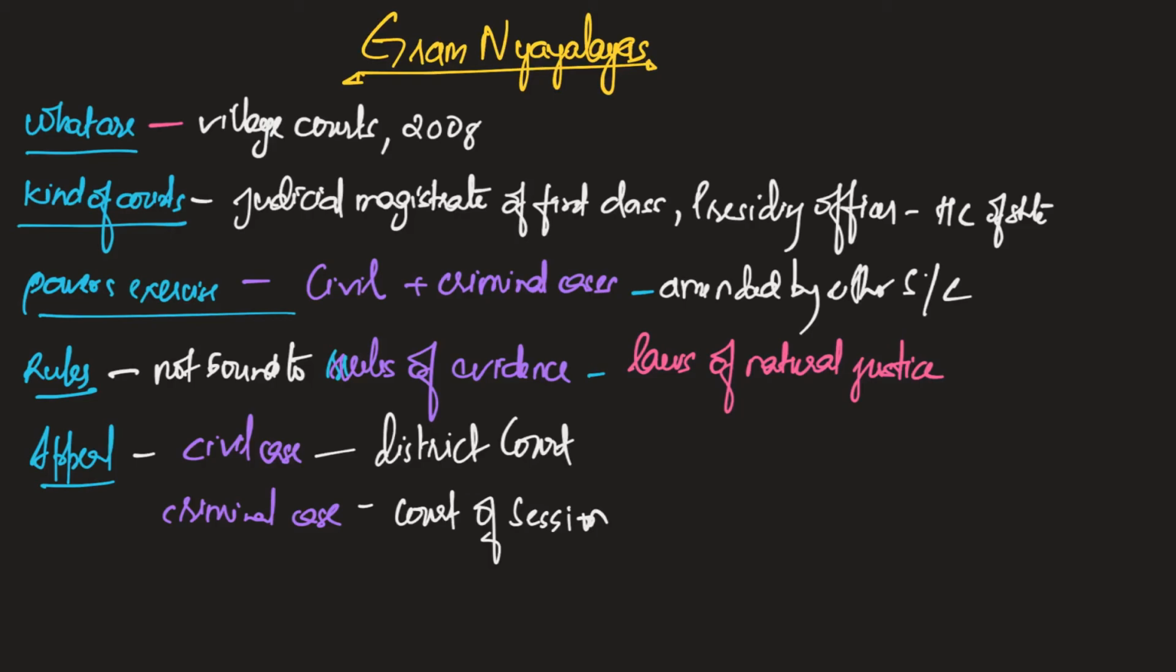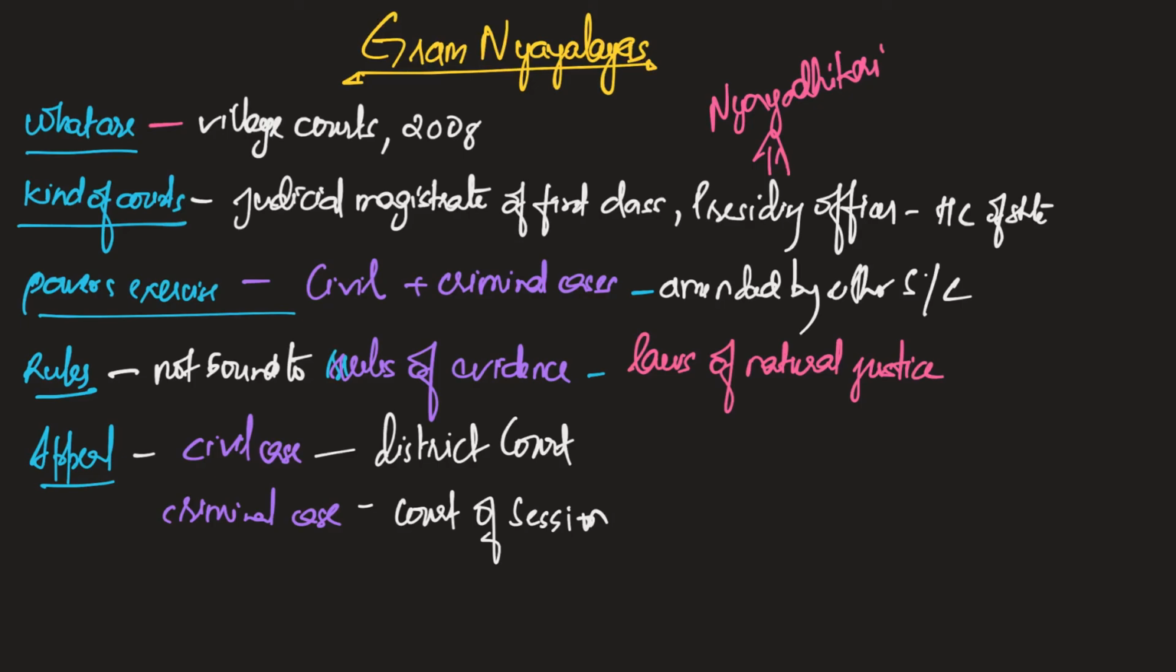So what did we discuss so far? What is Gram Nyayalaya? These are village courts established under the Gram Nyayalaya Act 2008. What kind of courts are they? They are courts of judicial magistrate of first class. The presiding officer is known as the Nyayadhikari, and he is appointed by the state government in consultation with the High Court of the respective state.